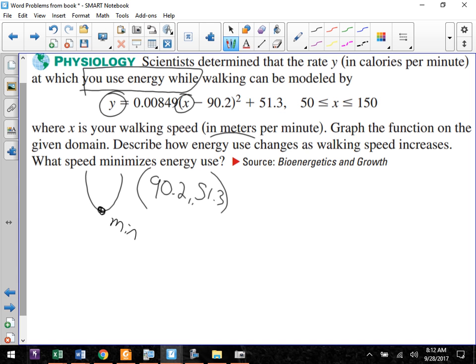Okay? It's the idea that all you're doing is pulling information from it. What happens as you speed up in your walking speed? You use more energy. Boy, that was tough. Look at the graph.